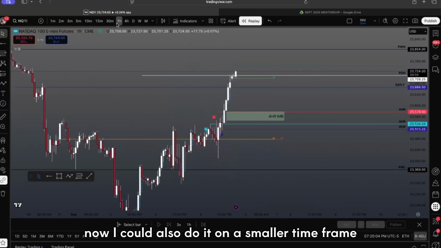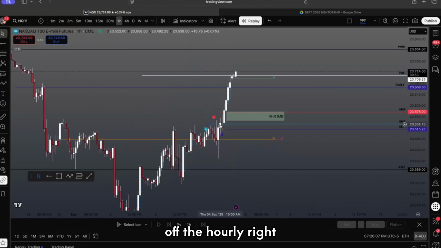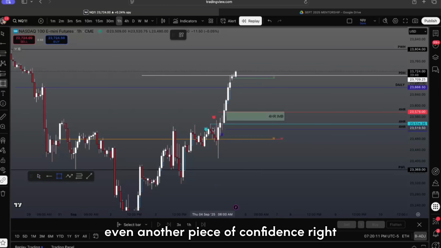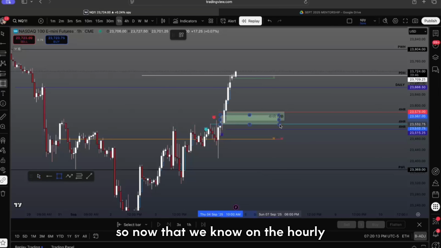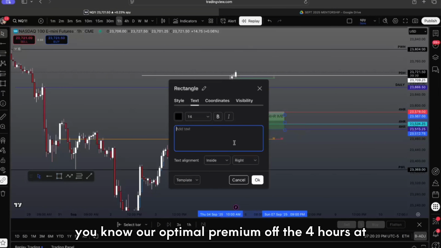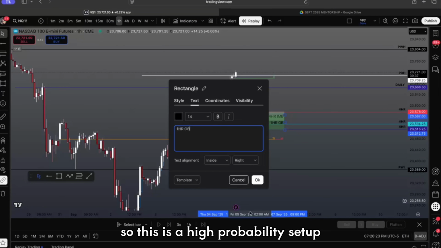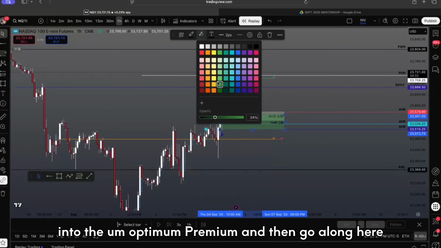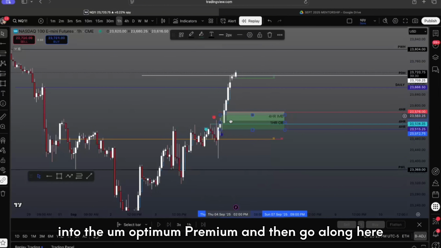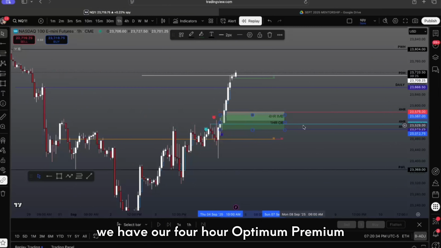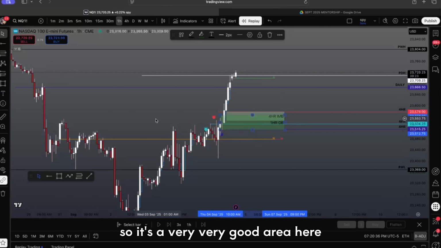Now, I could also do it on a smaller time frame off the hourly, right? So, in case we don't get to the 4 hour, we do have here, even another piece of confluence, right? So now that we know on the hourly, we have a 1 hour order block where our optimal premium off the 4 hour is at. So this is a high probability setup and a high probability where we can come and retest into the optimum premium and then go long here. We have our order block, we have our 4 hour imbalance, we have our 4 hour optimal and premium. So it's a very, very good area here.